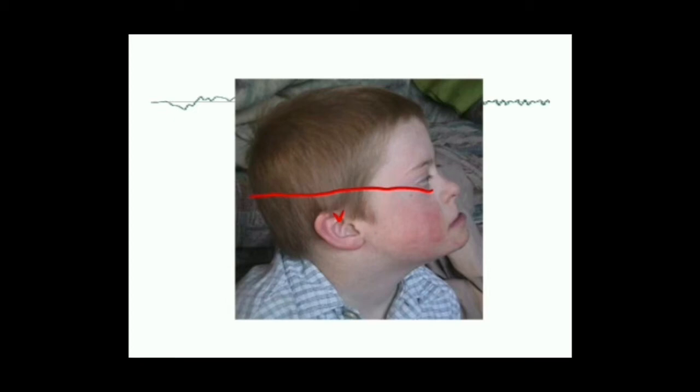So what is the importance of low set ears? Low set ears is one of the external markers for many congenital syndromes. For example, in Down syndrome, the ears are small and low set.